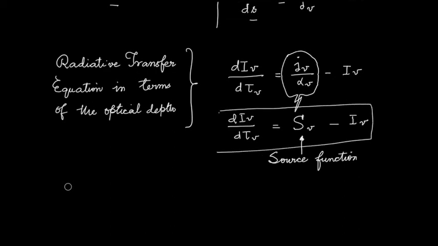So I'll stop here today and we'll start by looking at a more general solution of the radiative transfer equation. And what are the different types of radiation? What do we mean by thermal and what is non-thermal radiation? And consequences of that.